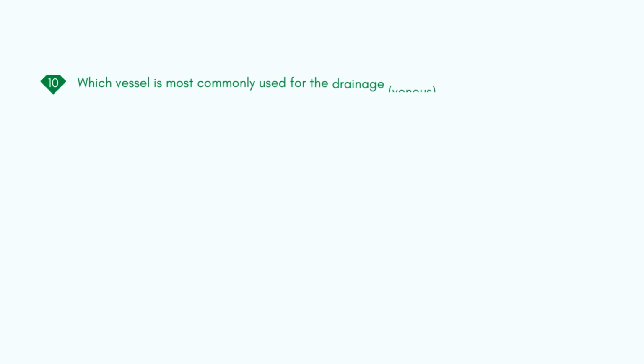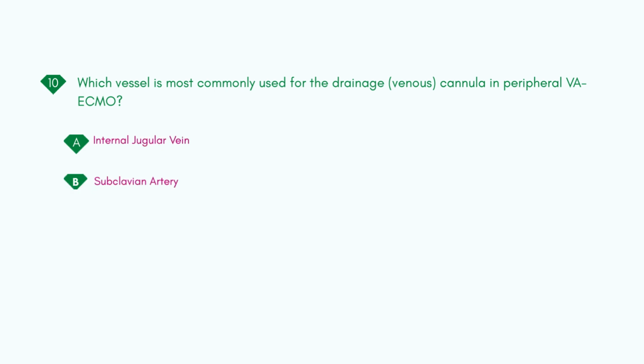Which vessel is most commonly used for the drainage, venous, cannula in peripheral VA-ECMO? A. Internal jugular vein. B. Subclavian artery. C. Femoral vein. D. Radial artery. Answer: C.